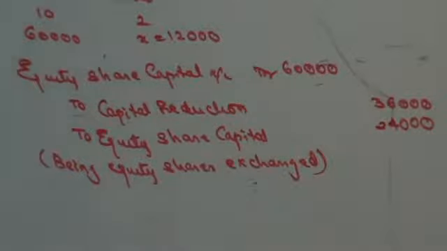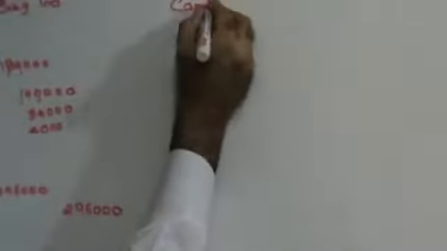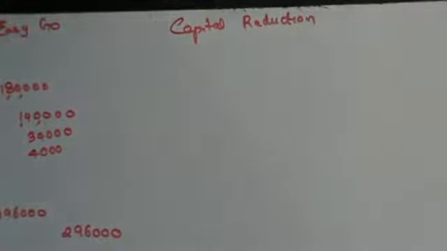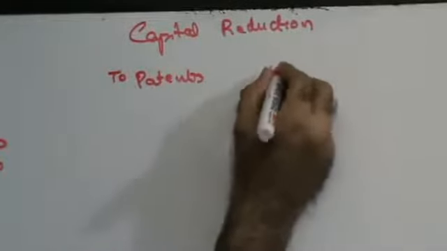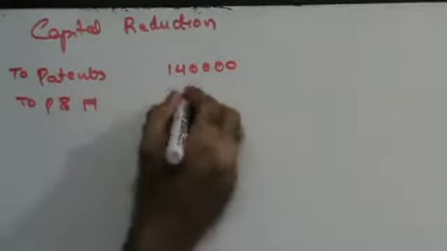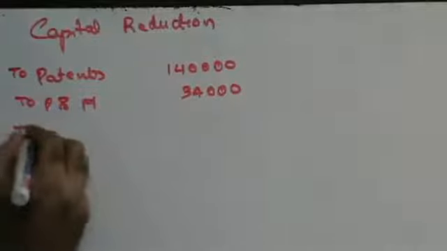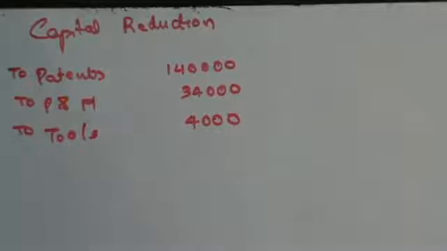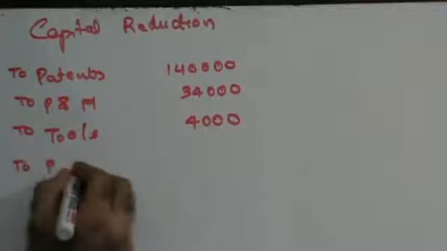Now, once you've done this, then you have to make a capital reduction account. Let's make a capital reduction account, guys. Capital reduction account, right? Let's look at our journal. Capital reduction on the debit side, the entry will be on the debit side. To patents, 1,40,000. To plant and machinery, 34,000. To tools, 4,000.